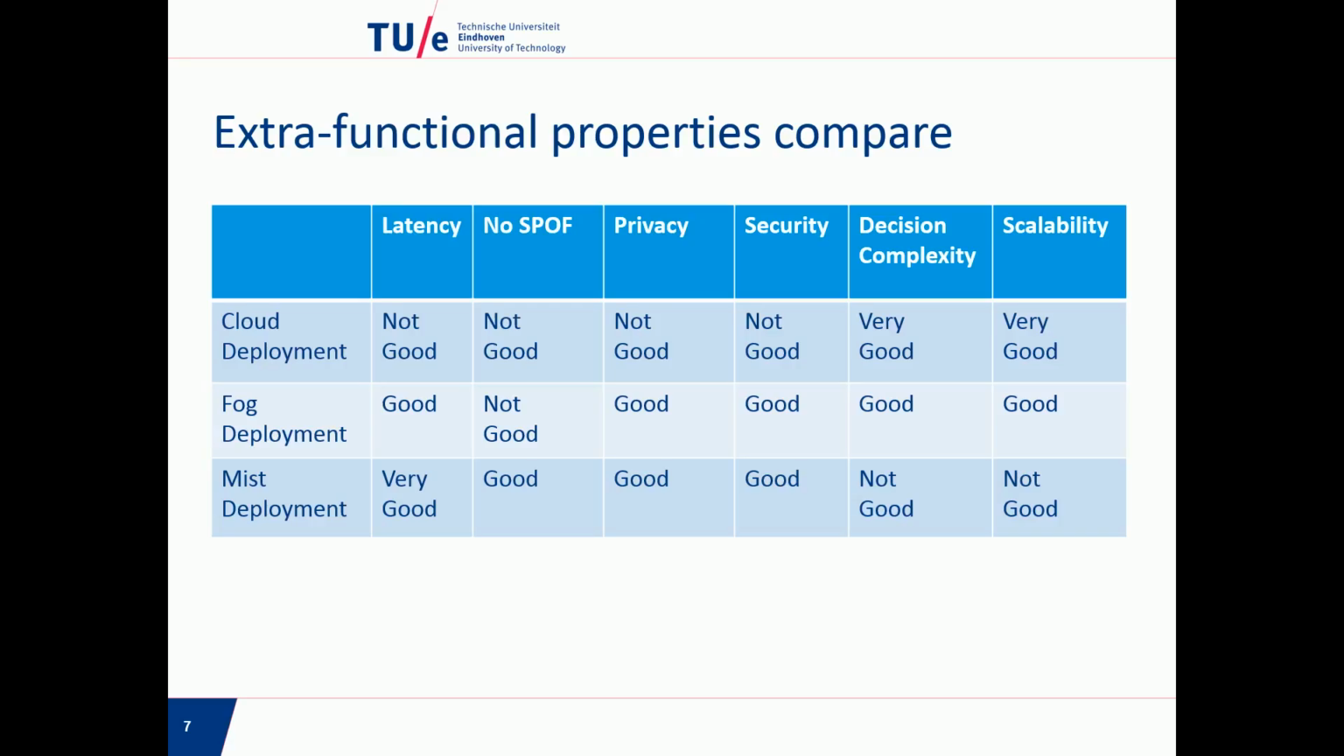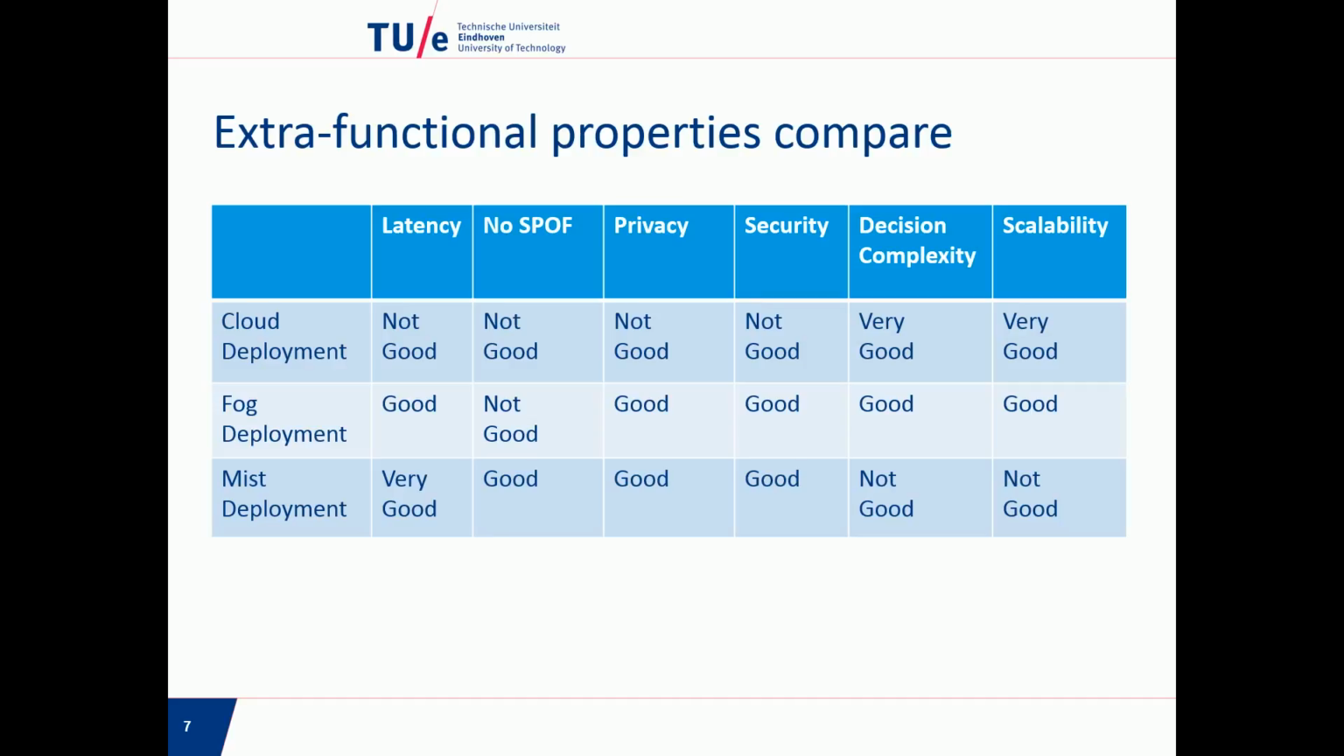After analyzing different IoT system deployment examples, now we can compare different extra-functional properties of fog, cloud, and mist deployment approaches. The cloud approach will make the latency of the IoT system increase because the data has to travel through the internet and the different constrained networks.